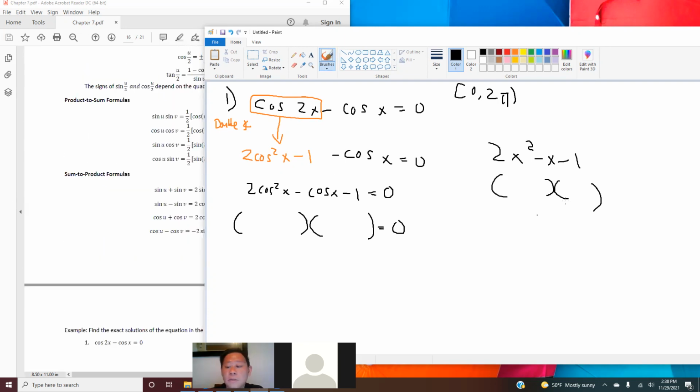Anyone, the factor for this? 2 cosine x plus 1 and cosine x minus 1. So for this, you get -2. Yep, this is the correct factorization. And then you make this equal to 0. So cosine x in this case is -1/2. And cosine x in this case is 1. Okay, so you move them.